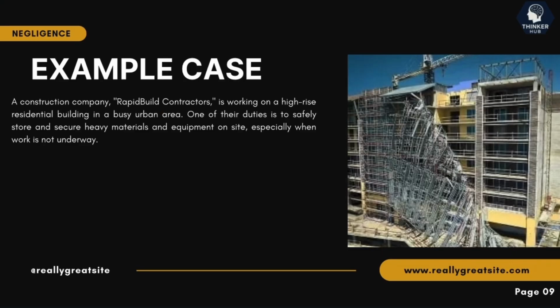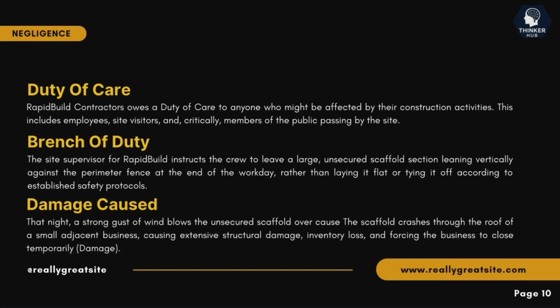Rapid Build contractor example: duty of care, breach of duty, damage caused. Let's use a quick example with Rapid Build contractor. Duty of care: they owe a duty to the public to secure their materials. On breach of duty, the supervisor instructed the crew to leave a large unsecured scaffold leaning against the fence, violating safety protocol. And lastly, damage caused.